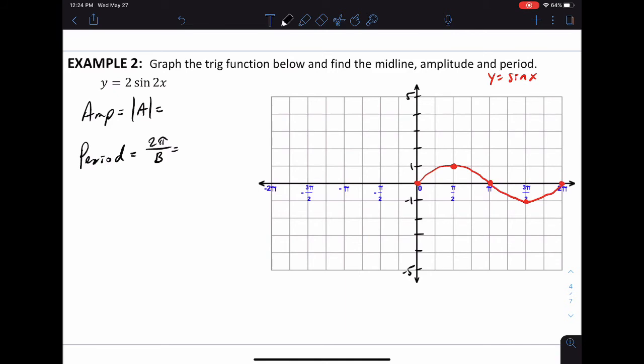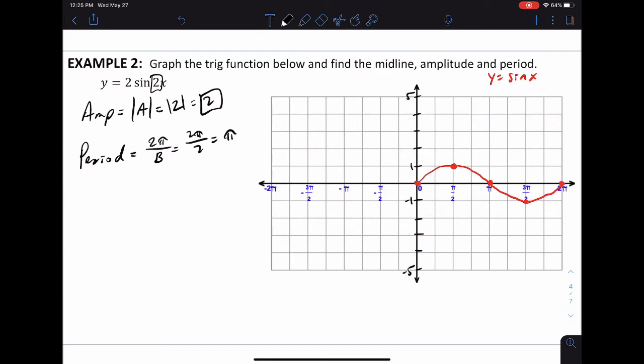Okay, so the amplitude is 2, or the absolute value of 2, which is just positive 2. So it's going to have an amplitude of 2. Means it's going to go up to 2 and down to negative 2. The period, see we have a b term now. So we're going to have 2 pi divided by 2, which makes it pi. That means this whole thing is going to be over by pi.